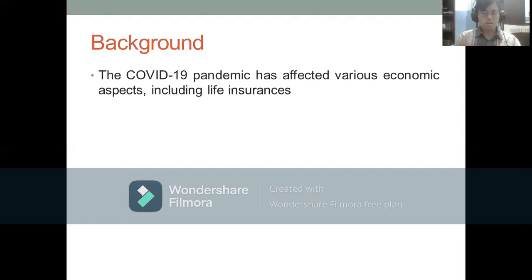The background of my thesis is that the COVID-19 pandemic, which happened in early 2020, has affected various economic aspects, including life insurance, due to the increase in death toll from all around the world because of the pandemic.